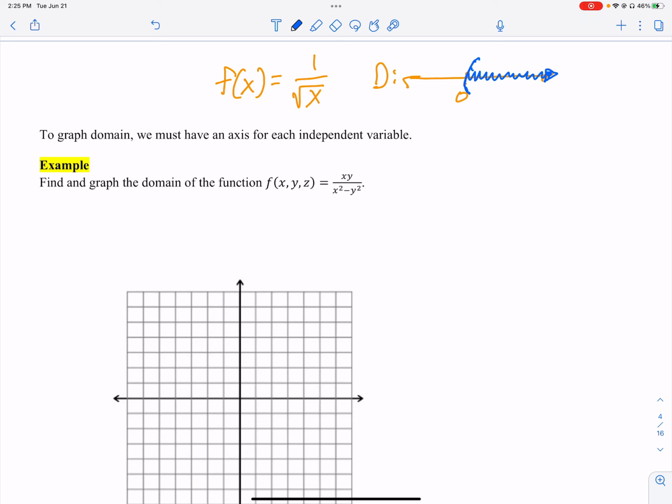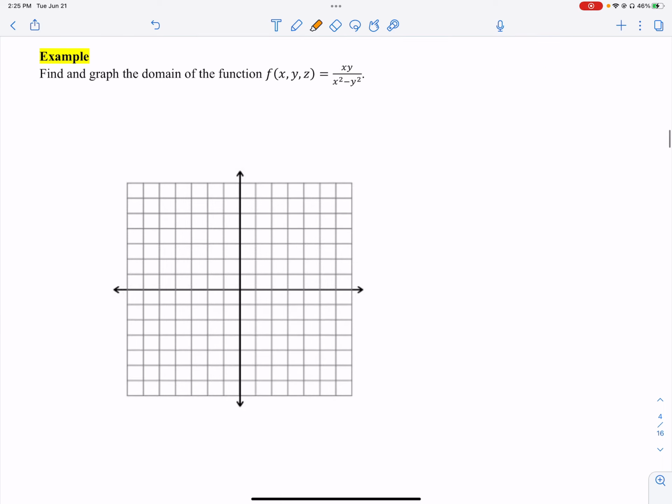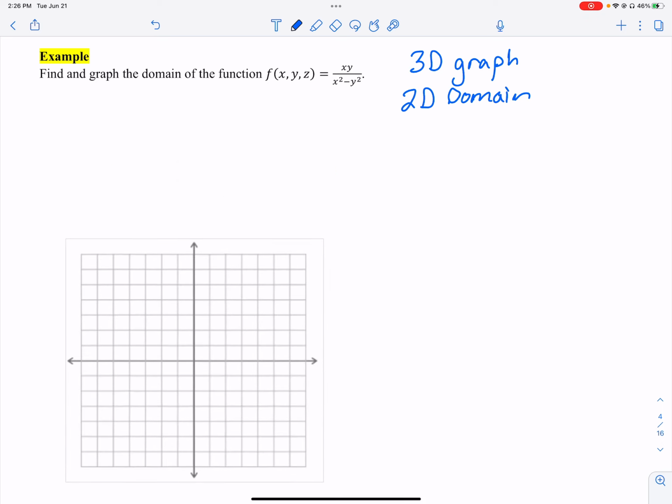It's the same amount of variables that I have. If I have an x, one variable, then my domain is in one dimension. If I have two variables, it's going to be in two dimensions. Okay, so with that in mind, example: find and graph the domain of this function. Okay, so the graph is in 3D, and there are only two variables, so a 2D domain. We want to find the domain and graph it.